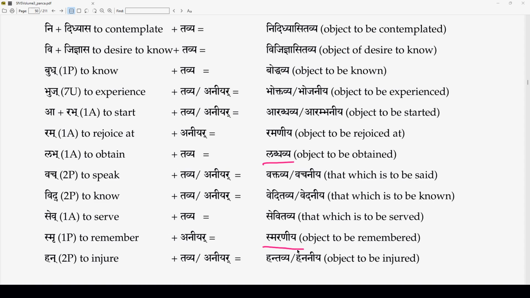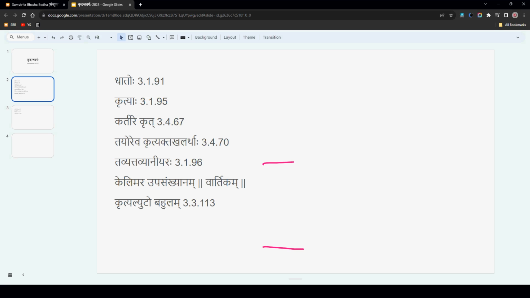Then Antavyam, Aneeyar. Shatruh Antavya. Shatruh Aneeyar, etc. So these examples you already know, I think it's easy. This Tavyataniya, common. Veditavya. Okay.